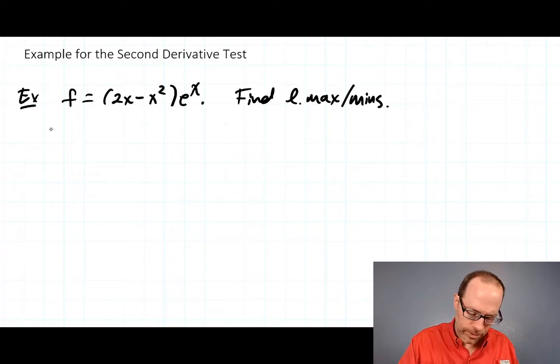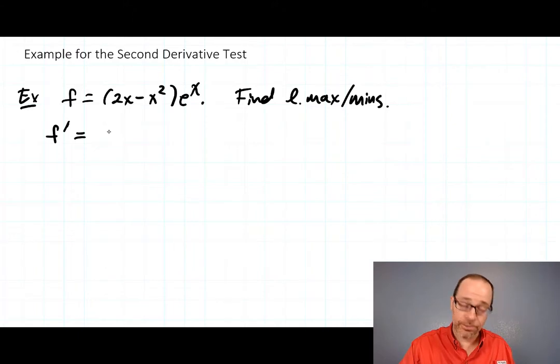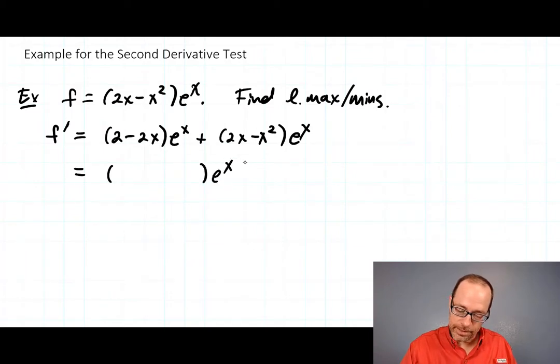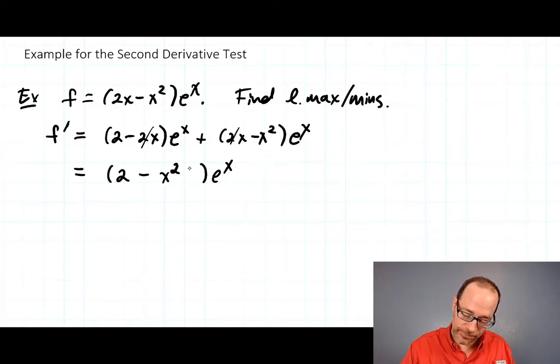All right, so first of all, we have to find the critical points, so we need the first derivative. So this is a product rule. Take the derivative of the first term, leave the second alone, then leave the first alone, and take the derivative of the second. Let's clean that up. We can factor an e to the x out of everything here. And as far as the constants go, we'll have a 2, and this 2x and the negative 2x will cancel, so we get 2 minus x squared.